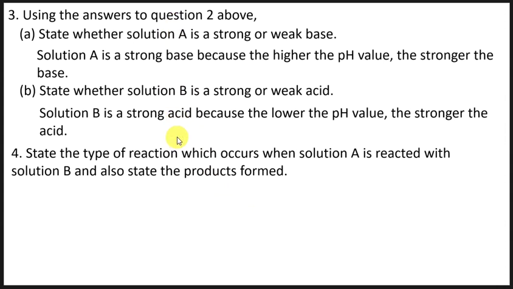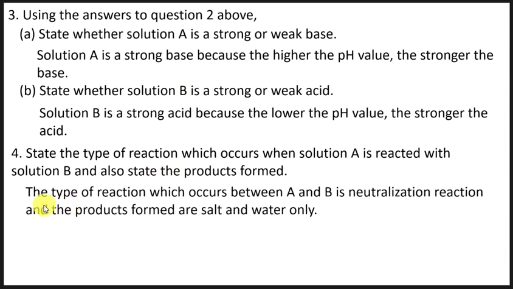So you must understand that this one we said is a base, this one is an acid. You must remember that when we looked at the topic of acids and bases, we said acids and bases react in a neutralization reaction to form salt and water only. So a reaction between A and B, between a base and an acid, is a neutralization reaction and the products formed are salt and water only. So we are going to say the type of reaction which occurs between A and B is a neutralization reaction and the products formed are salt and water only.